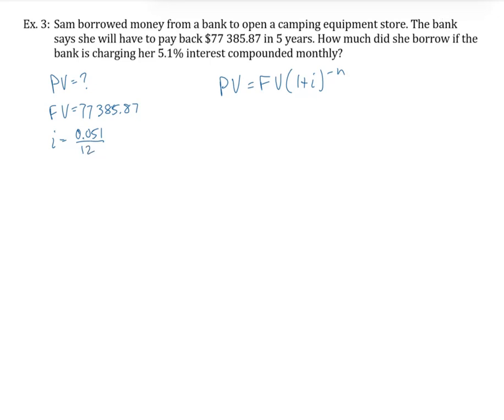Compounded monthly, so divide by 12, and 5 years, so 5 times 12. Again, like we talked about yesterday, that number 12, which is the compounding period, the number of compounds per year, is what you want to use twice. You have to use it for I and you have to use it for N.